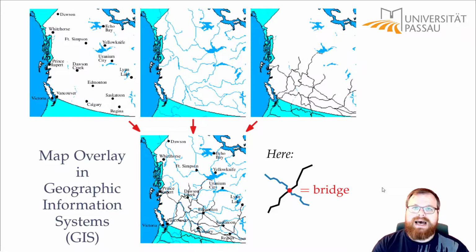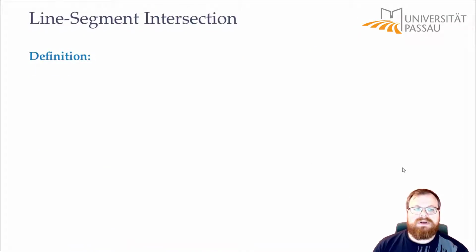And this is where line intersection comes into play. If we are given all the roads and all the rivers as polylines, then we only have to intersect all the line segments that they consist of. And for every intersection point we find, we can place a bridge there. And the question is for us, how do we do this line segment intersection quickly?